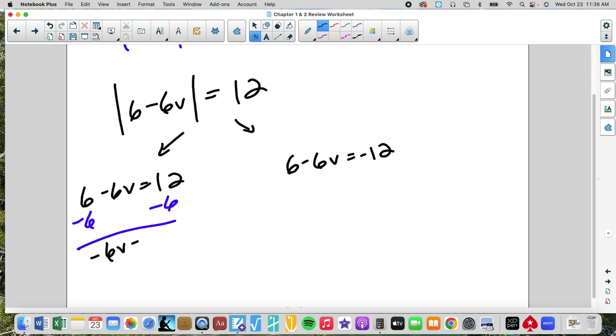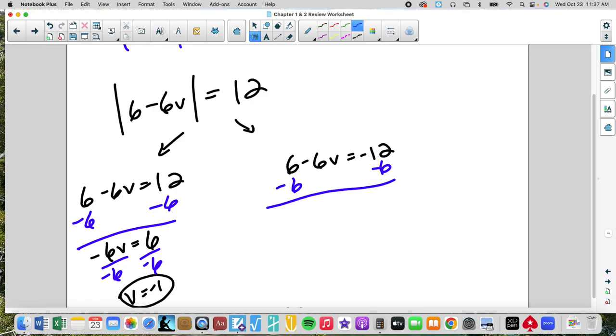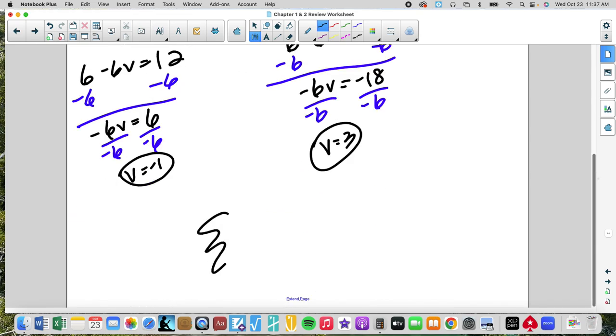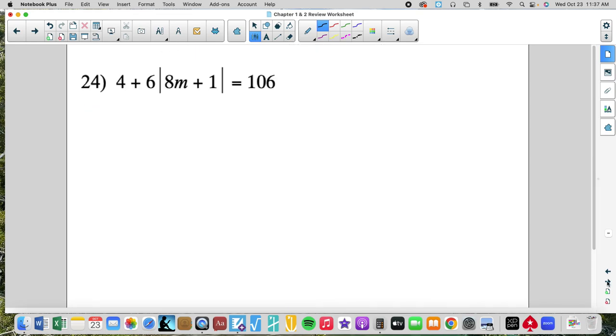negative 6v equals 6. Divide by negative 6. v equals negative 1. Minus 6, minus 6. Negative 6v equals negative 18. Divide by negative 6, and v equals positive 3. I'm going to write my solutions in a solution set and in numerical order. Negative 1, comma 3 are my two answers.